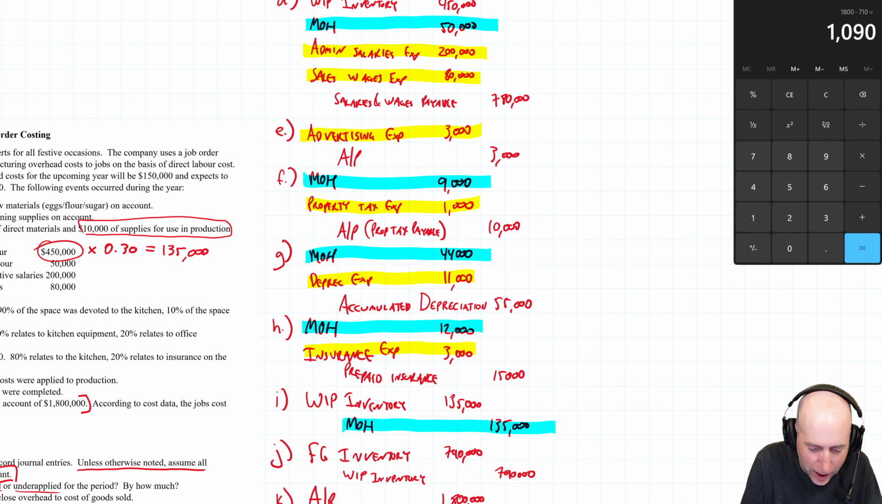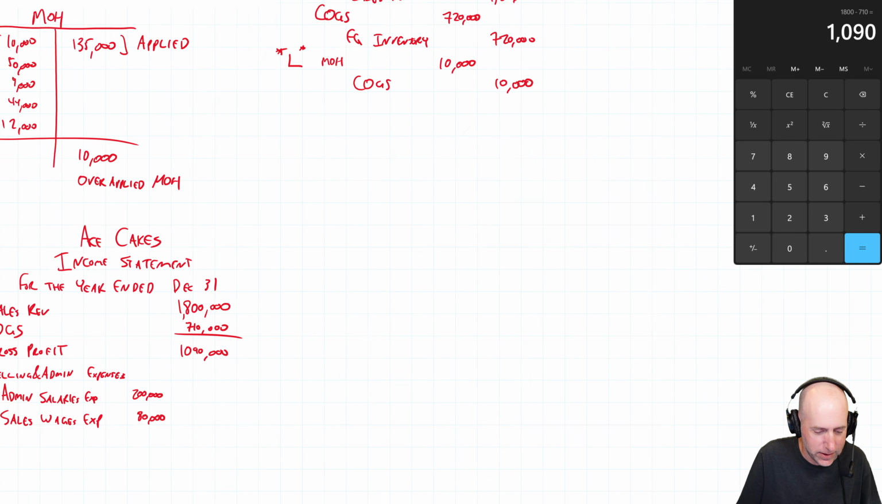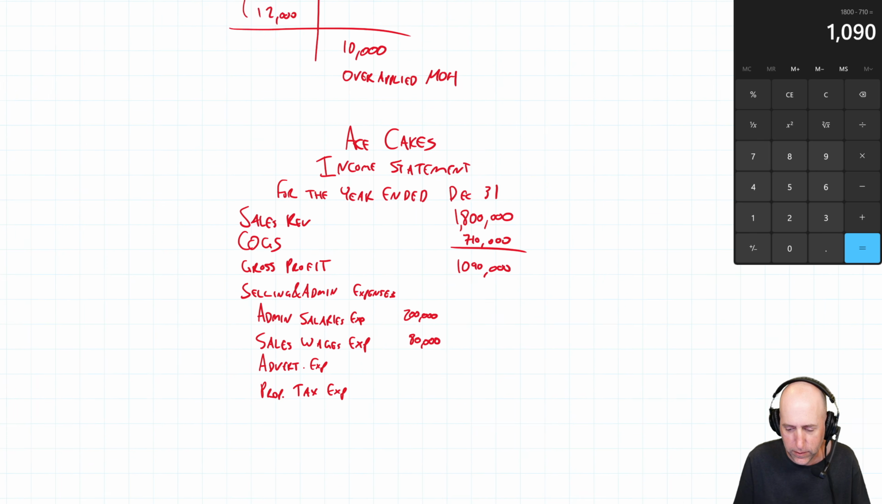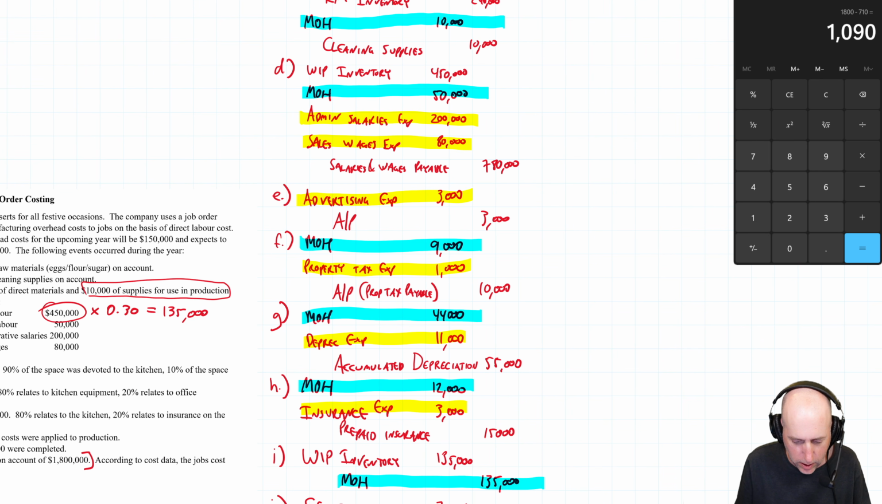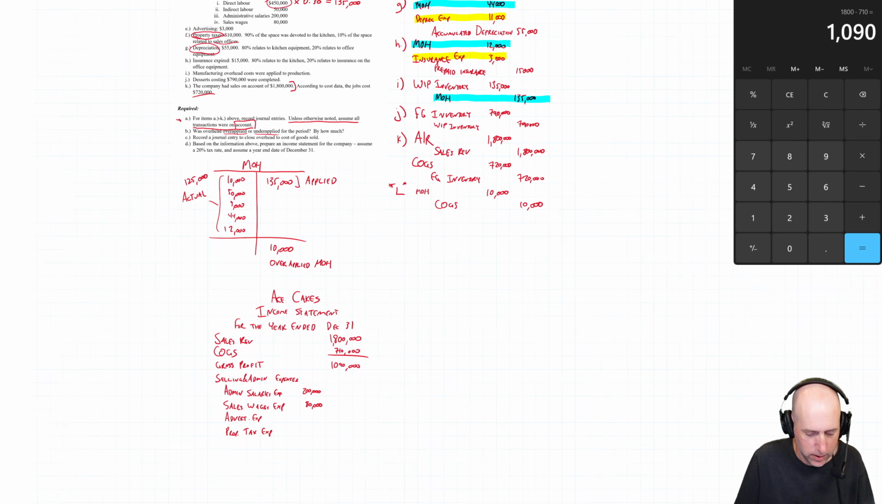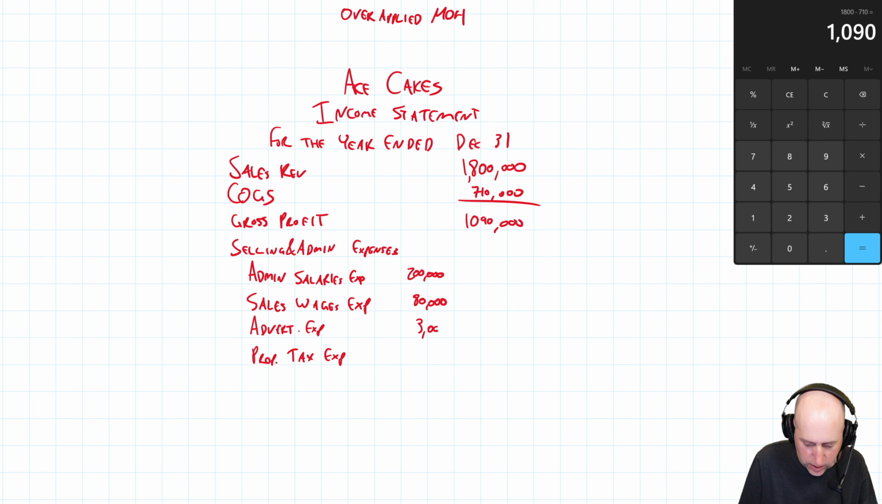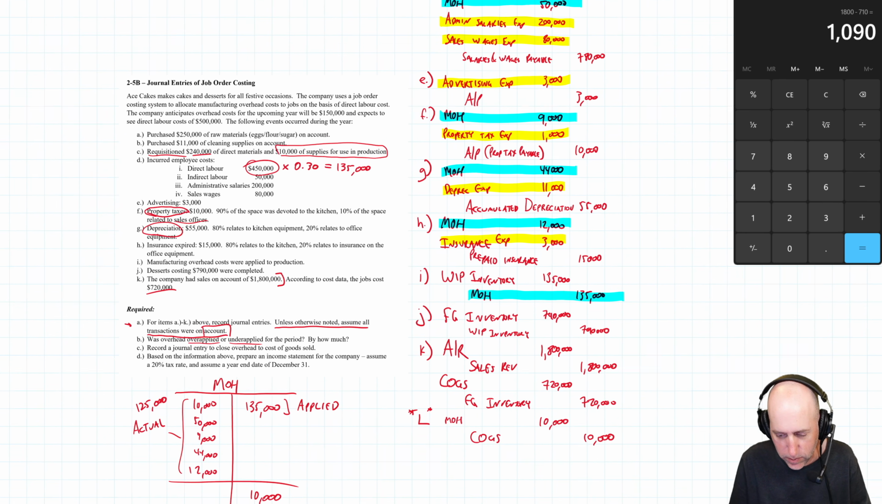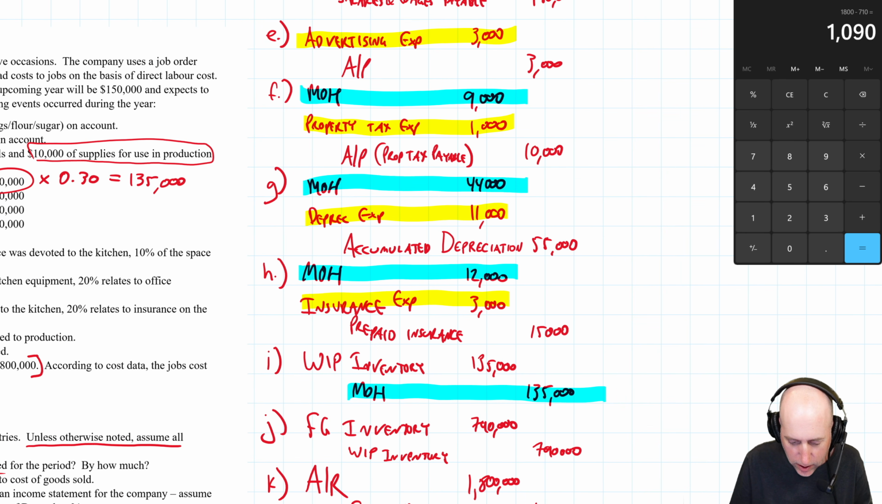Advertising expense, property tax expense. I'm doing them two at a time here just to save me from scrolling up and down. Advertising expense, and I think it was property tax expense. I forgot the amount, so let's go up. 3 and 1. Now our property taxes were much higher than that, but because it was on the kitchen, we said, oh, that's part of the cost of making the cakes, and therefore it becomes part of the cost of the cakes, and it's buried in cost of goods sold is where that other 9,000 is.